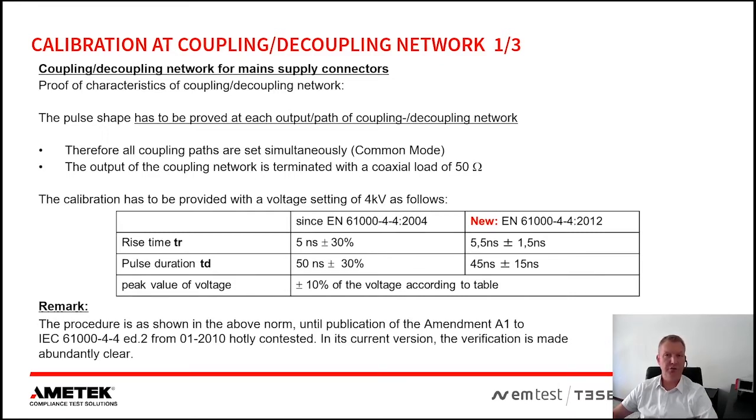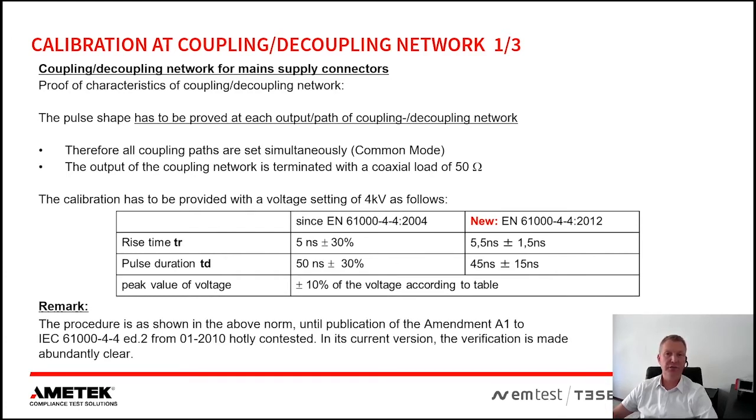To do so, we have to switch on this common mode. Common mode means we have to enable all lines simultaneously, which means it could be 3 lines for one-phase EUT and 5 lines for a 3-phase EUT. For the calibration itself, we have to set the burst amplitude up to 4 kV.